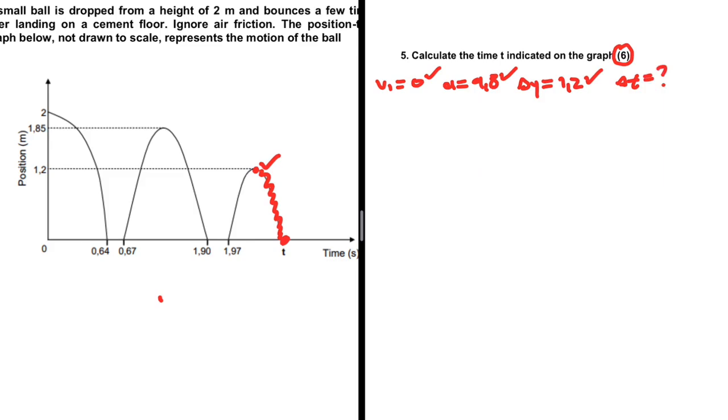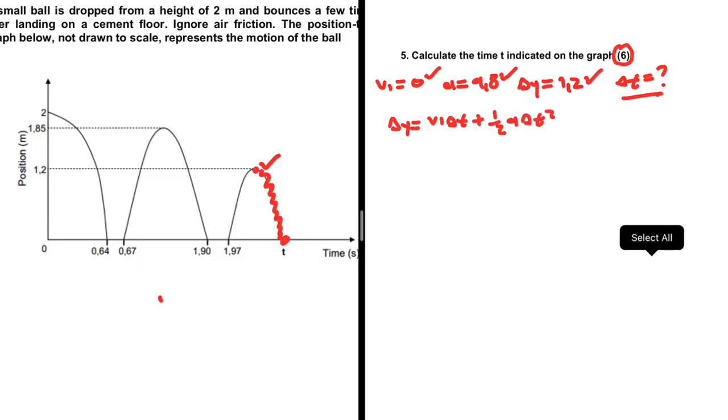Okay, but there's a twist to this delta t that we are looking for. But let's figure it out first, and then I'm going to show you what I'm talking about. So with these variables, which equation can we use? Okay, I think delta y is equal to Vi delta t plus half acceleration delta t squared should hold up really well. So there we go.